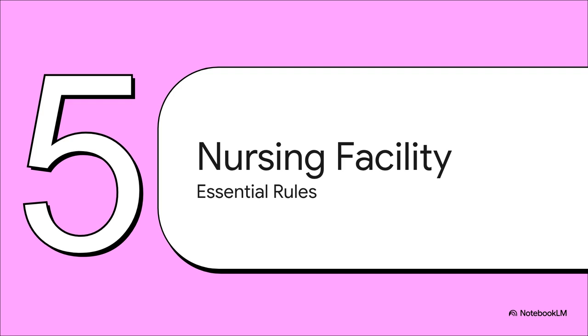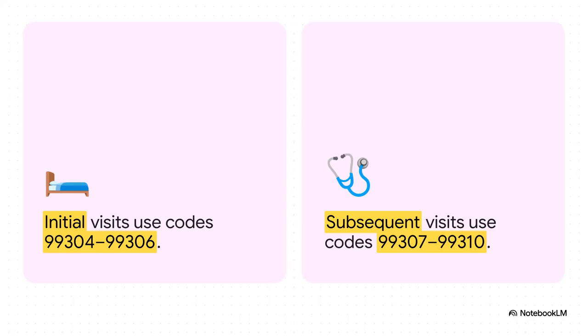Section 5, nursing facility. So eventually, our patient might get discharged to a lower level of care. Kind of like in the hospital setting, your documentation has to clearly differentiate between initial nursing facility visits, and those use codes 99304 to 99306, and subsequent visits, which use codes 99307 to 99310. And pay really special attention to comprehensive annual assessments, because they have some very specific reporting requirements in this category that you will definitely see pop up on the exam.